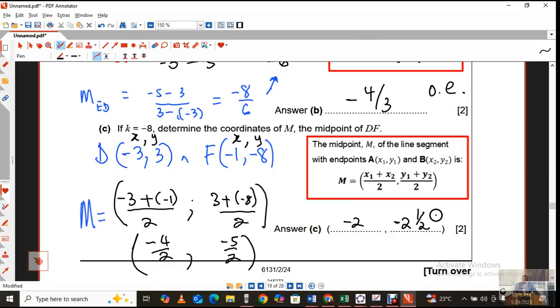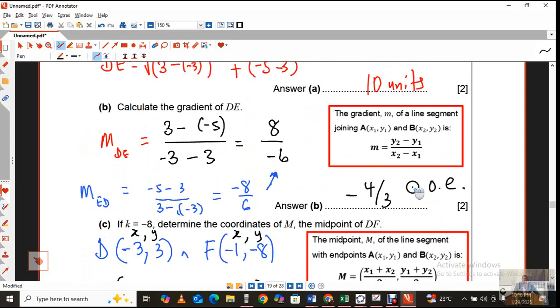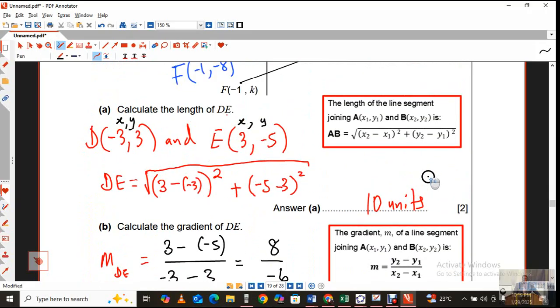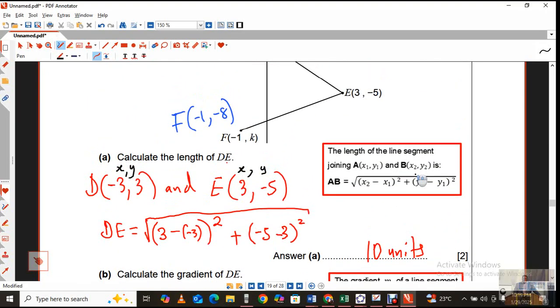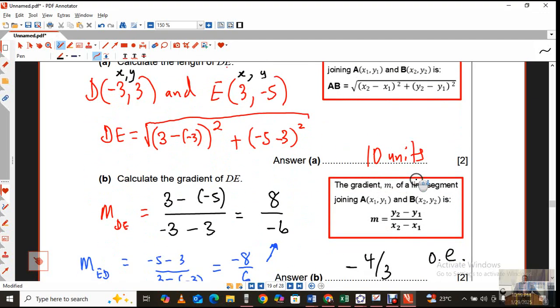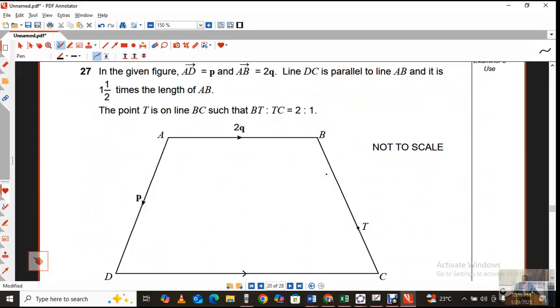That's it. And obviously go through and write this down. If you don't have it, how do you find the formula for the midpoint? How do you find the gradient of a line segment? And how do you find the length of a line segment? Okay. All right.